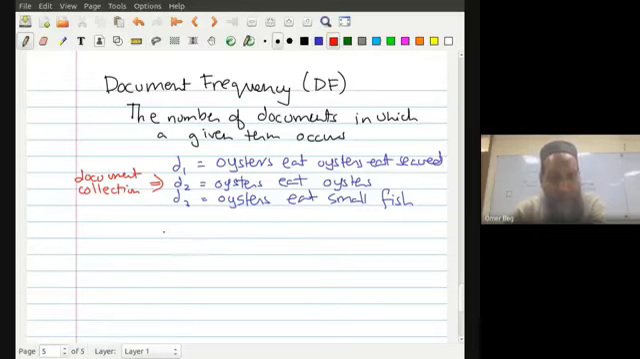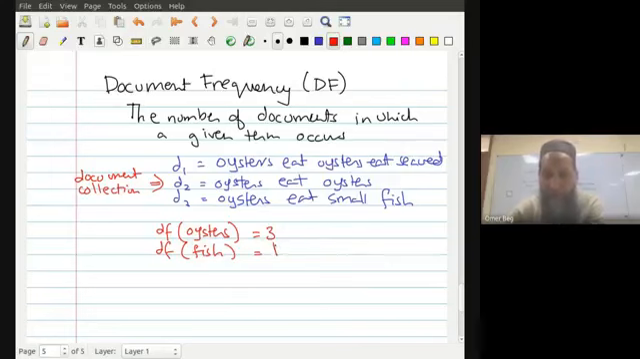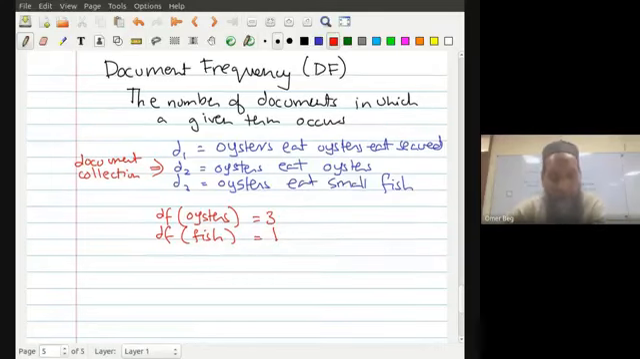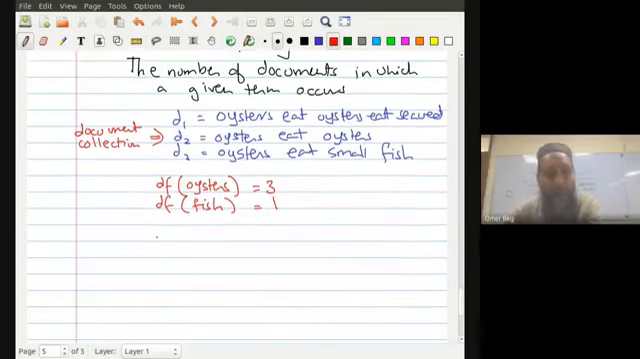And we would like to find out the document frequency of the word oysters. In that case, that would be 3. And if you wanted the document frequency of the word fish, because it occurs only in one document, the count of the number of documents in which this term occurs is 1.